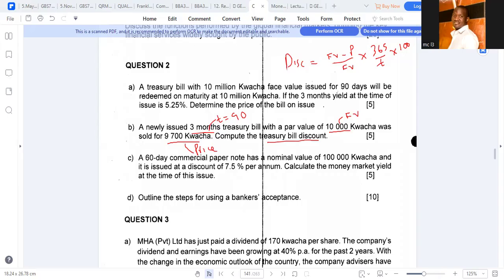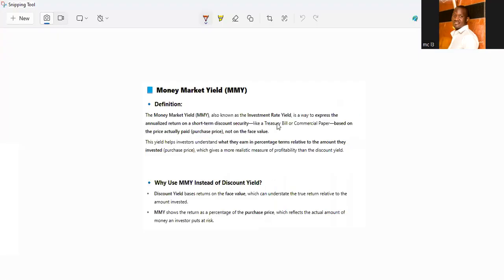Okay, so money market yield is given by a formula. But before I go to the formula, let me repeat what I just said. What is the money market yield? Money market yield is simply a way to express the annualized return on a short-term discount security like a treasury bill or commercial paper. It is based on the price that is actually paid and not the face value. It will help investors understand the percentage they earn relative to the amount they invested.